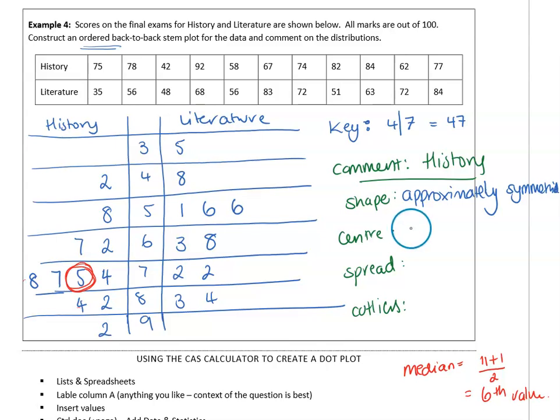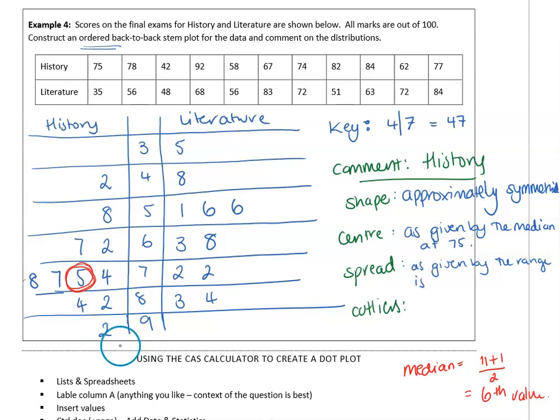So centre, as given by the median, at 75. The spread, remember, is our range. So as given by our range, maximum 92 minus minimum of 42, our spread is 50. And looking here, there are no apparent outliers, so nothing sitting outside of the expected data range.